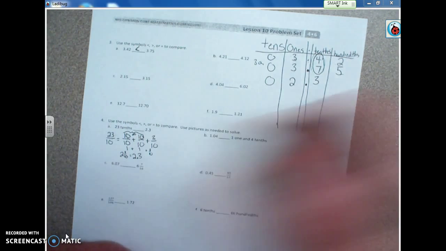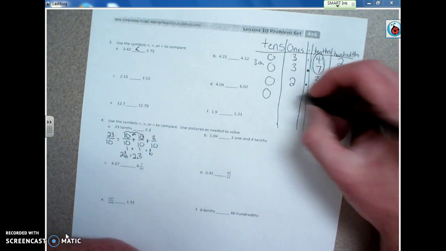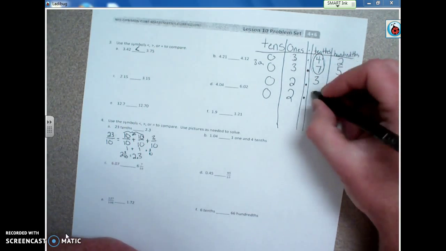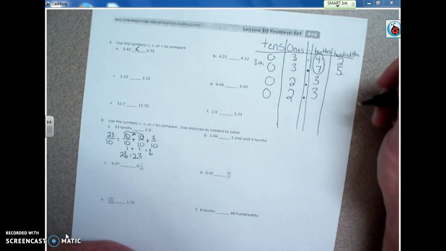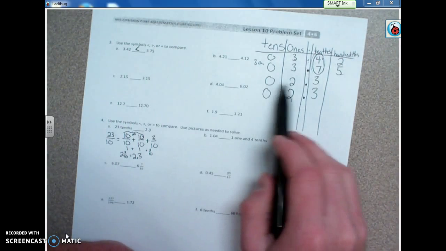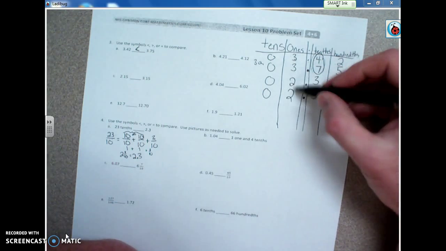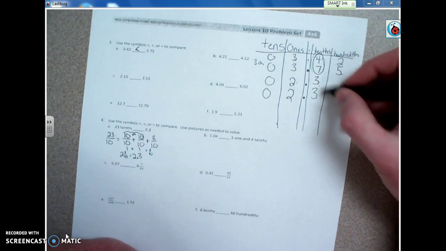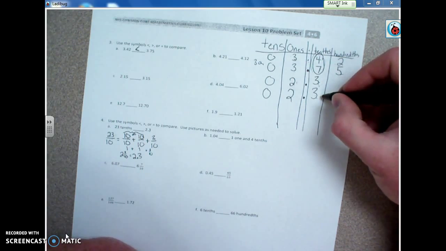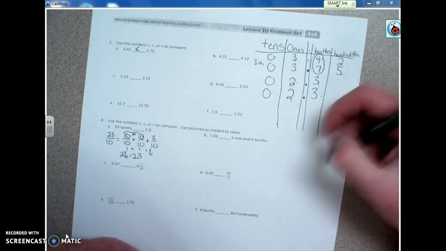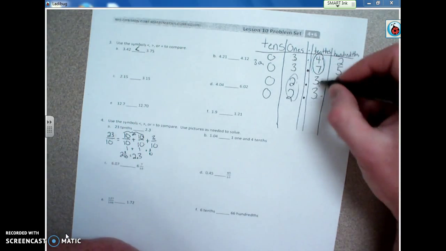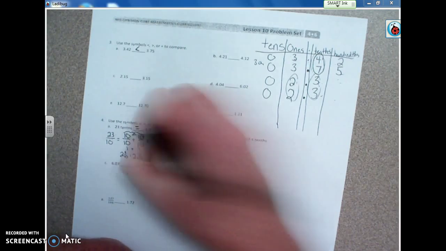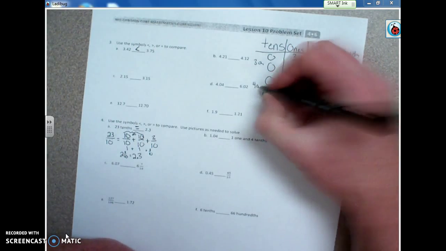My other decimal has 0 tens, 2 ones, and 3 tenths. So I compare them. I look in the largest place, the ones place. They're the same in the ones place. I go to my next place, the tenths place. They're the same in my tenths place. And then I go to my hundredths place. There's nothing there. So if they're the same in the ones place and the same in the tenths place, that tells me they are equal. So that was 4A right there.